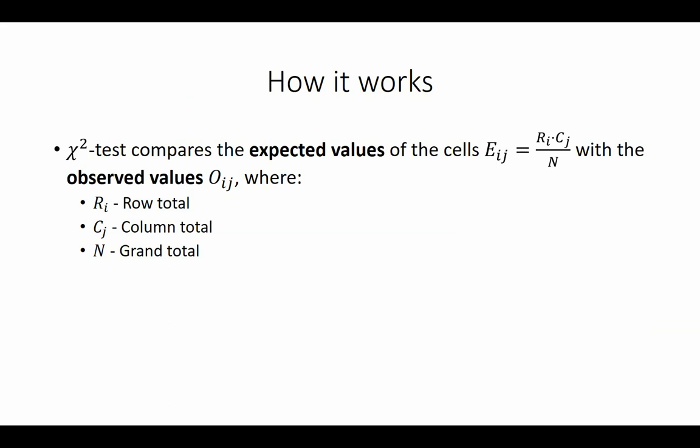So how does this test work? It's actually quite simple. What it basically does is just comparing the expected values of cells under the null hypothesis of independence to what we actually observe in practice. So O_ij is the values within the table that we actually observe. I is the index of the row, J is the index of the column. And then we compare this to E_ij, which is the expected values, which you can calculate very easily using the formula of taking the total of the row, multiplying it by the total of the column, and dividing it by the grand total.